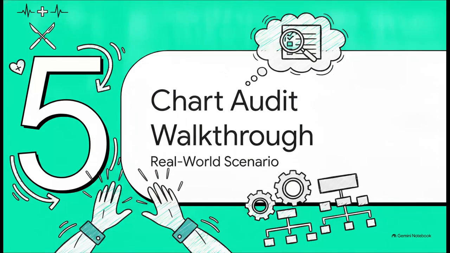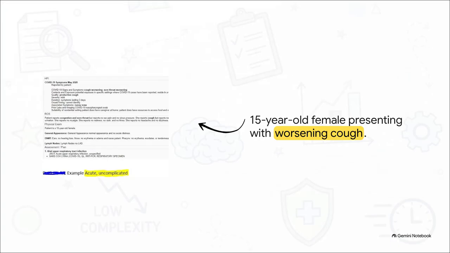Section 5. Practical chart audit walkthrough. Time to take all this theory and actually apply it. All right, here's our scenario. We've got a 15-year-old female coming in with a worsening cough, sore throat, and a runny nose for about 3 days. The physical exam shows a general normal appearance. She's in no acute distress. It's a super standard everyday visit. Let's see how the provider documented the plan and how we, as auditors, translate that.